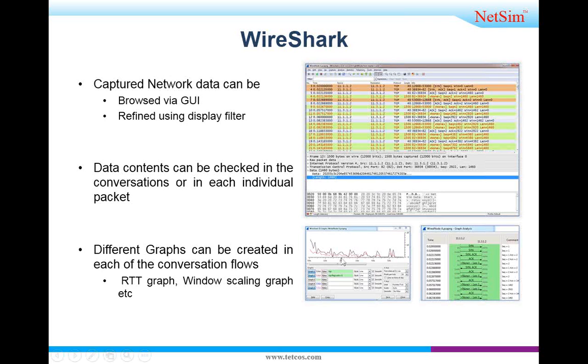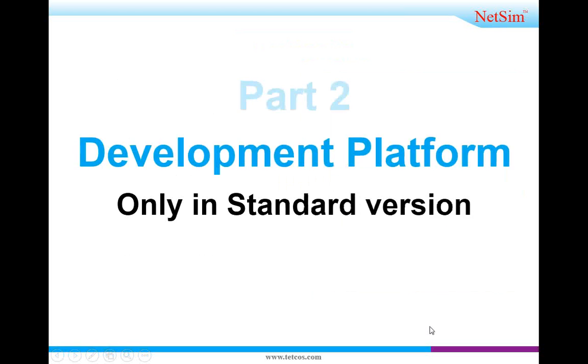Here you can see in the screenshot, this is the real-time packet capturing, and some graphs also, an RTT graph and a window scaling graph. Okay. So you can enable Wireshark on any node; in the property wizard you can set this Wireshark. Now we have done part 1.